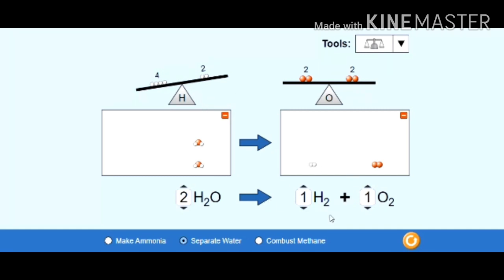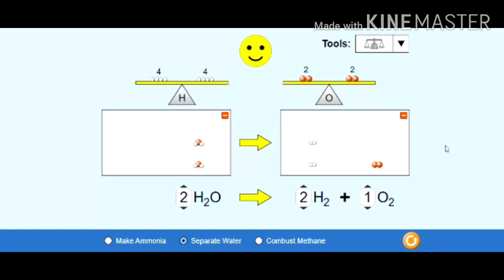Now we have to make this one 4. What do we have to do here? Let us make it 2. See here now, when you make it 2, the hydrogen atoms also become 4. Now the hydrogen atoms are balanced and the oxygen atoms are balanced as well. The equation is completely balanced.